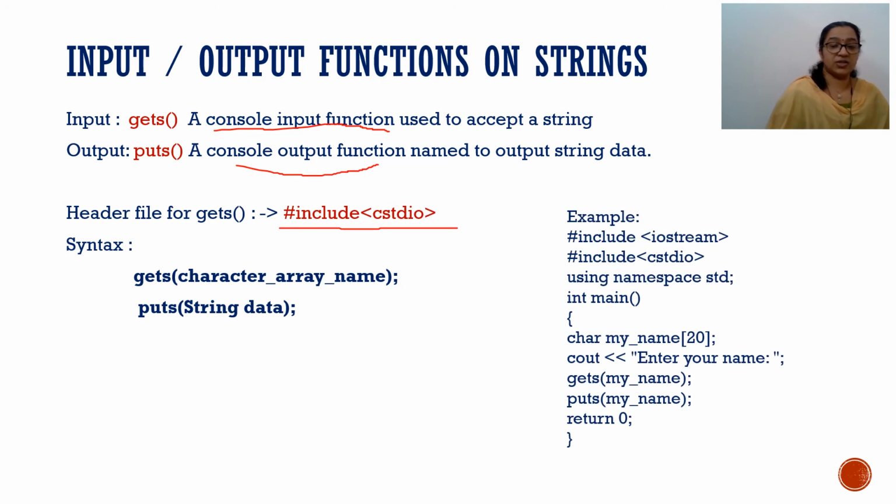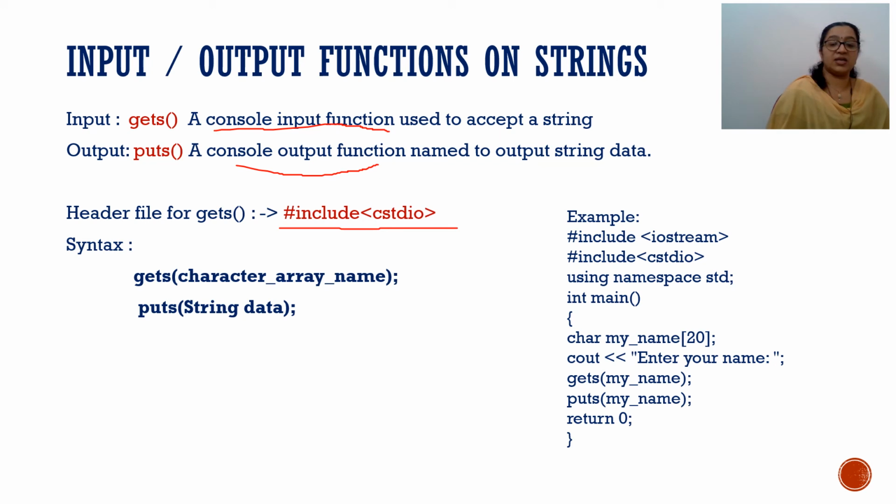#include <iostream>, #include <cstdio>. So both are used here. Here iostream is used for cin and cout, maybe a cin or cout statement is there. cstdio also I used because maybe gets or puts are there. Then using namespace std, int main, then reserve a character array myname of 20 size. Yes, we got the 20 size memory allocation.